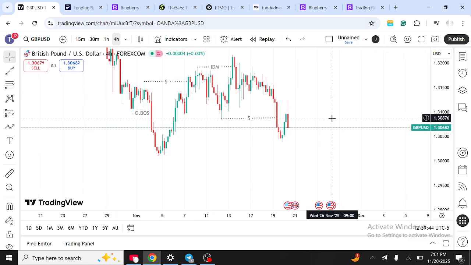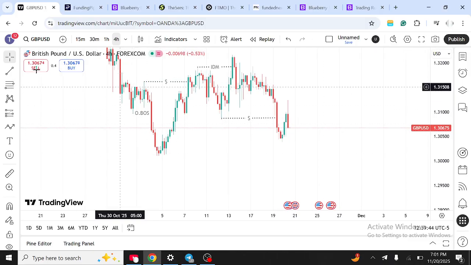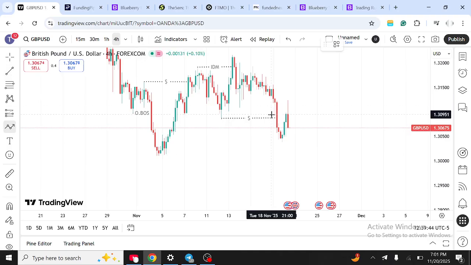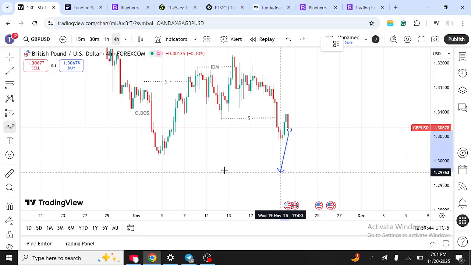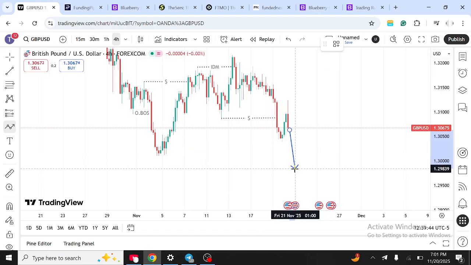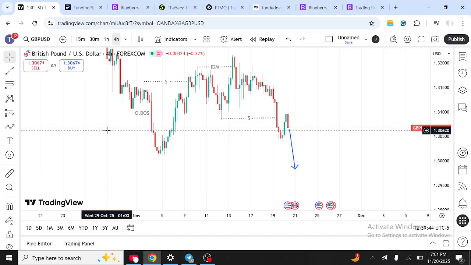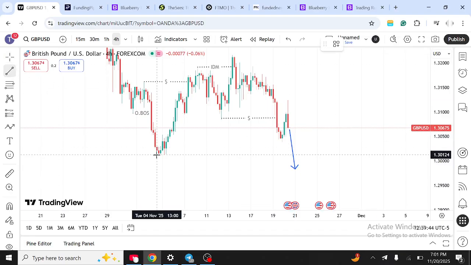Okay, so now what are we waiting for? We are waiting for price to what? To come down. If price comes down and takes out this low, look at it. Please look at it. If price comes down and takes out this low, what are we going to have? We are going to have what? Major break of structure.